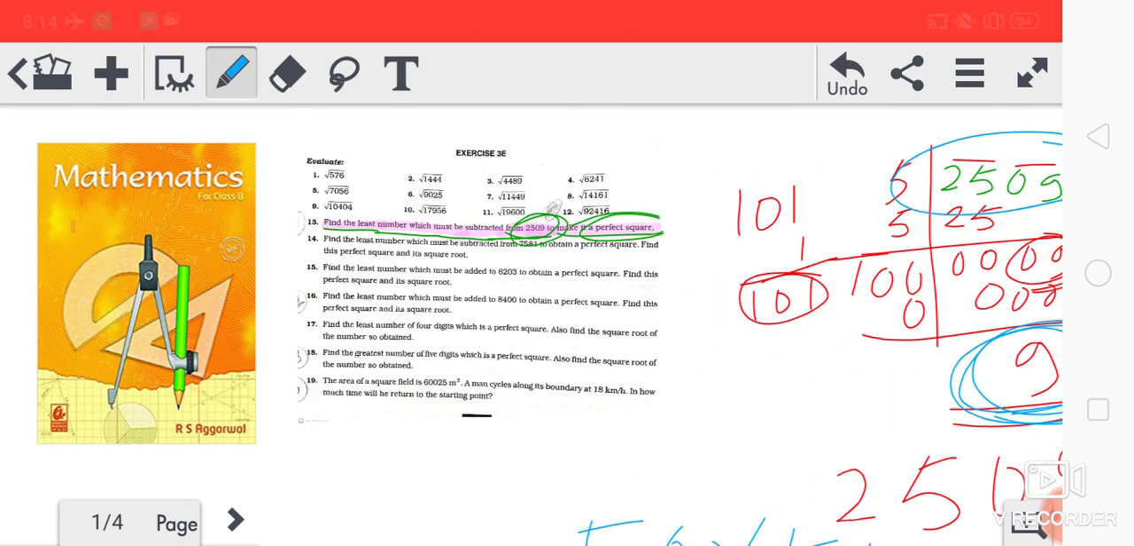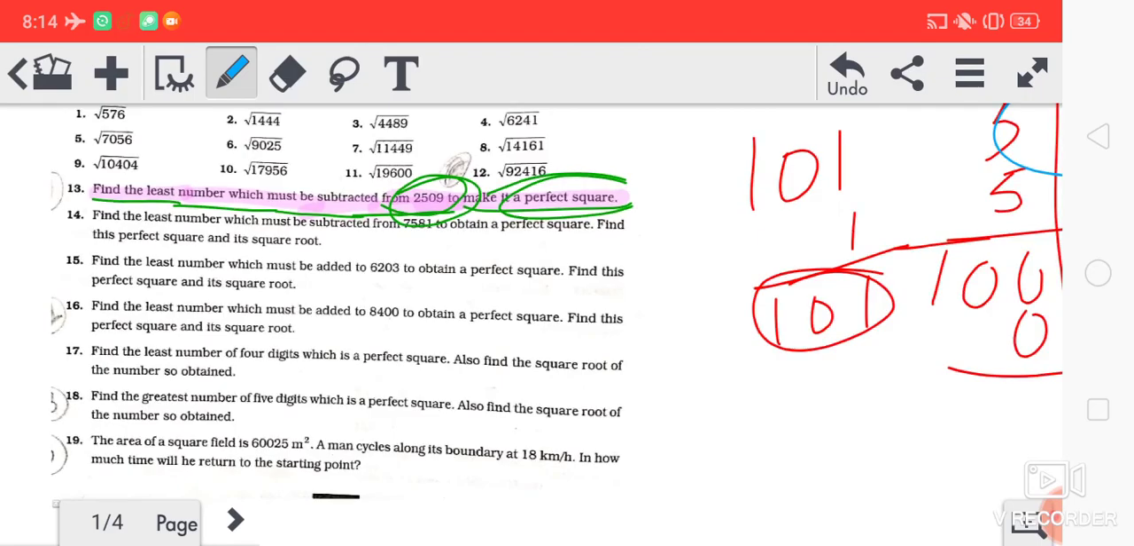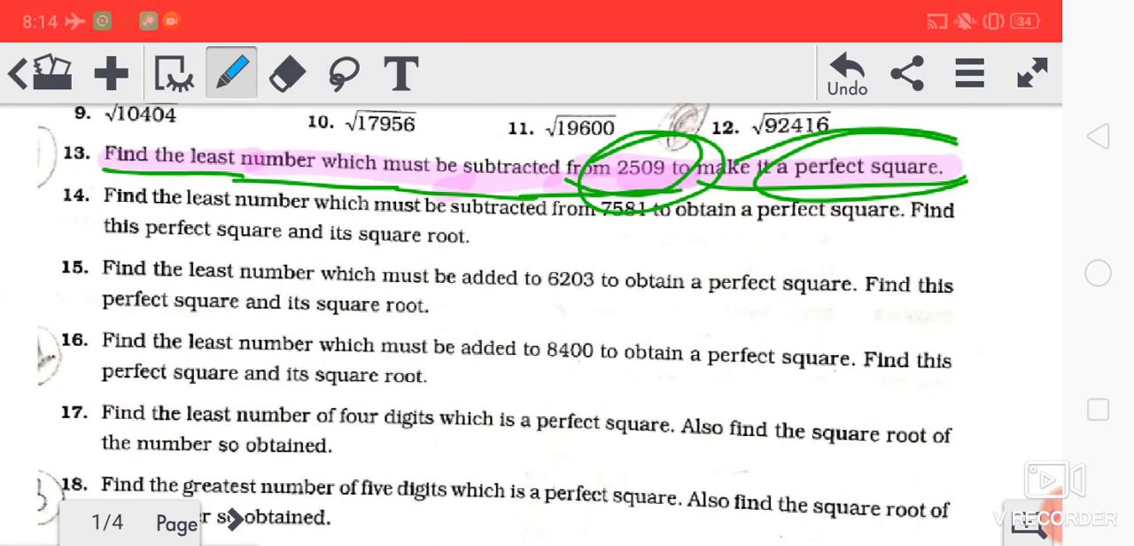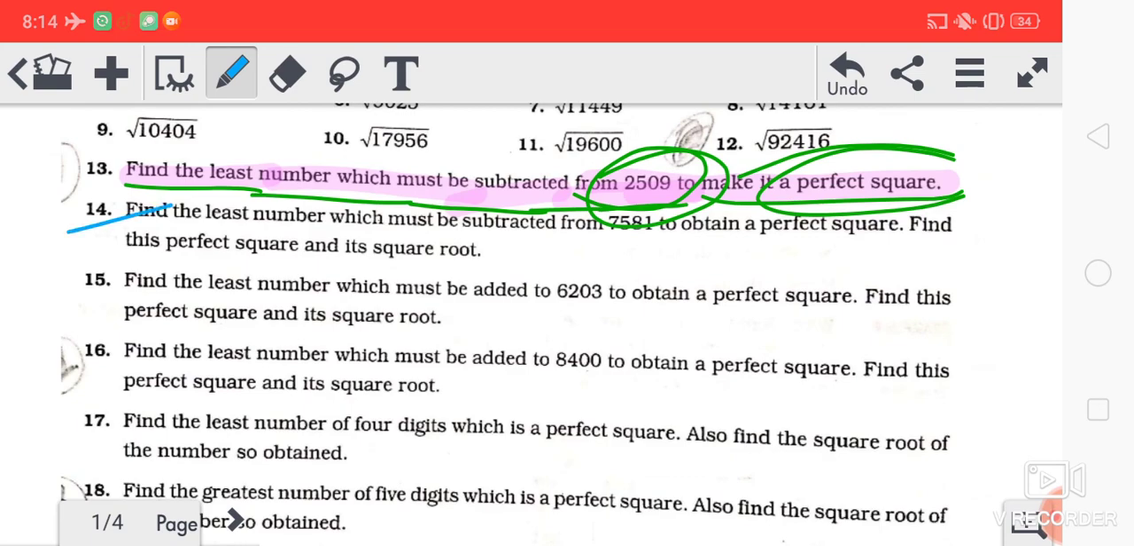Okay, so this is your statement question. In the same way, the rest of the statement questions you'll try to solve.